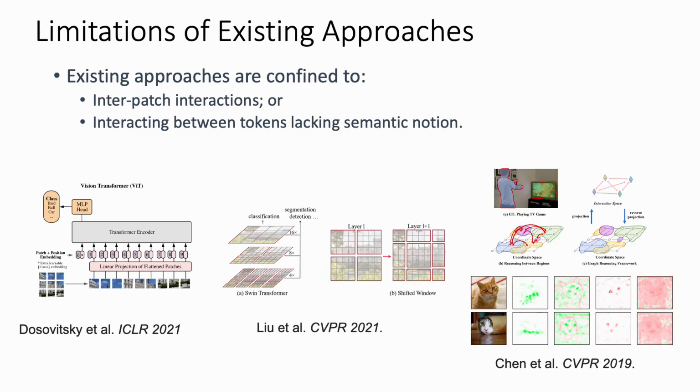The limitations of the existing approaches to global reasoning are that they are either based on patch-wise interactions like these ViT and Swin Transformer, or they involve interacting between tokens which are aggregated in a manner which does not have any strong semantic notion, as we can see here.